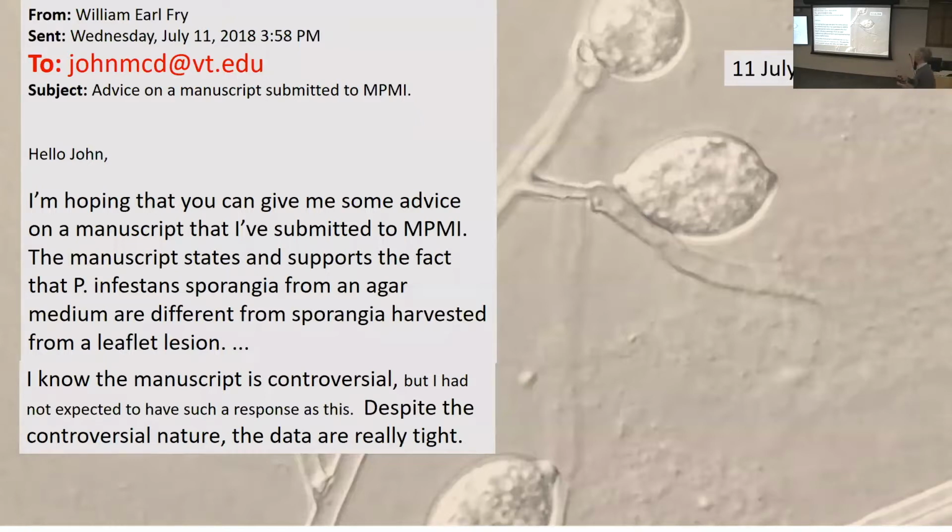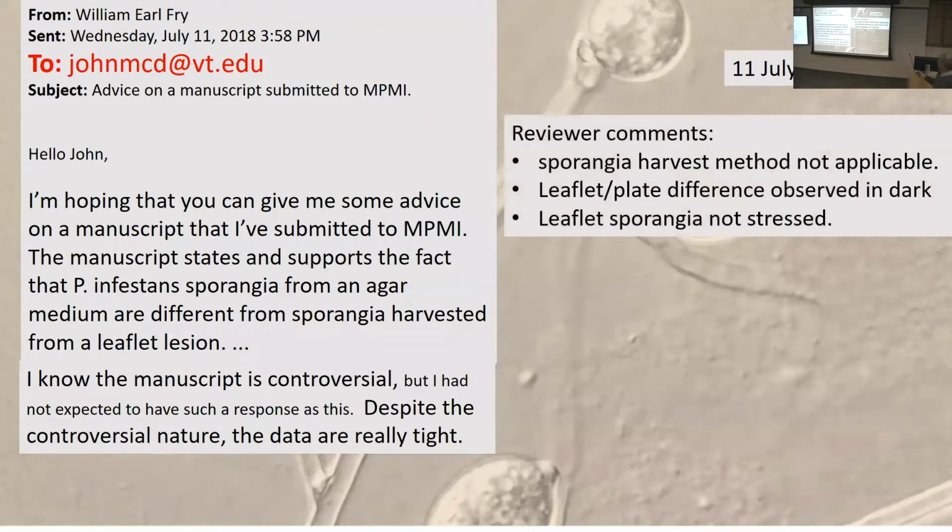So I then wrote to John McDowell at Virginia Tech. It happens that John McDowell is the editor-in-chief of MPMI. And so I'm asking, can you give me some advice on the manuscript that I submitted, et cetera, et cetera. Then I said, I know the manuscript is controversial, but despite the controversial nature, the data are really tight. And I explained to him about the bogus nature of the comments from this second set of reviewers. I did it nicely.